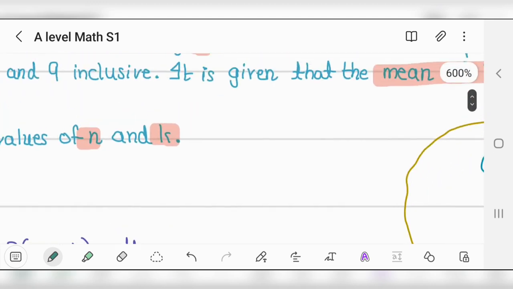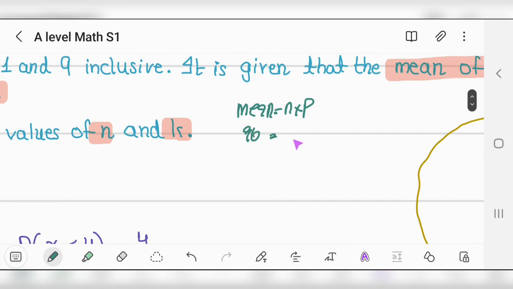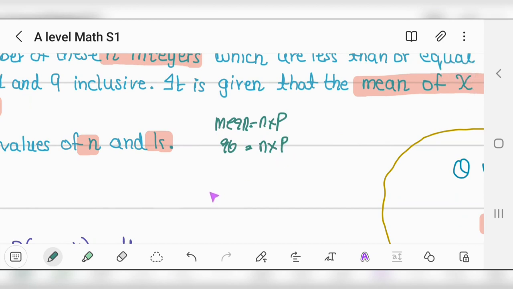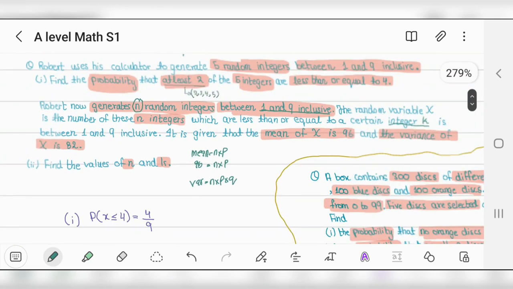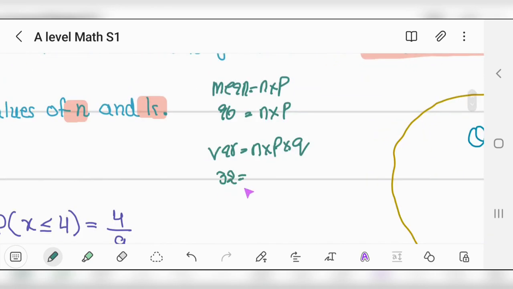So the formula for the mean is n multiplied by p. We know the mean is 96, and we don't know n, which we're going to find out, and we also don't know p. Now for the variance, we have the formula, and the variance is 32. We know the mean, so it's going to be 96 times q. There you can find q, and it would be 1/3, and after finding q we can find p, which is 2/3. So now we use 2/3 and multiply, and we get 144. So we got the value of n.